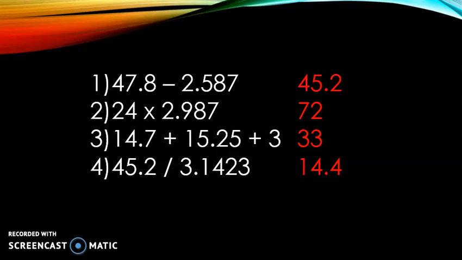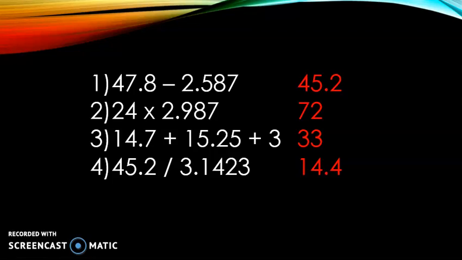Number 2, we're dealing with multiplication. So here you're going to count the total number of sig figs. 24 has 2 sig figs in it. 2.987 has 4 sig figs in it. Our answer can only have 2 total significant digits, hence the answer 72.